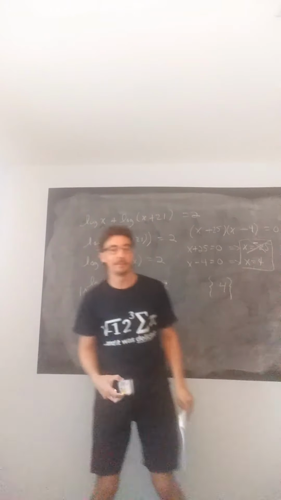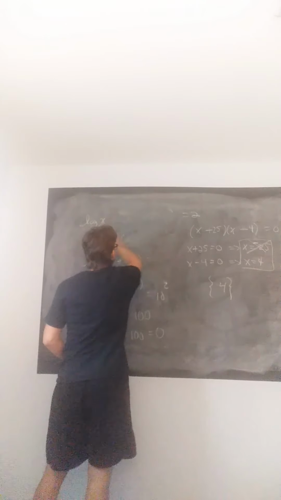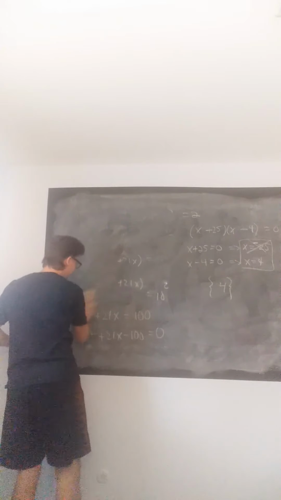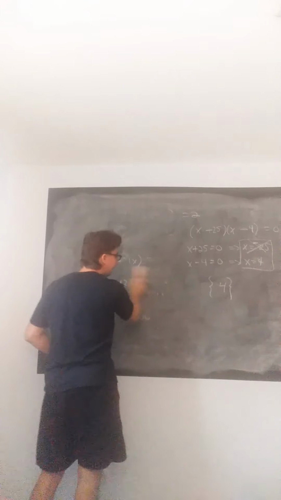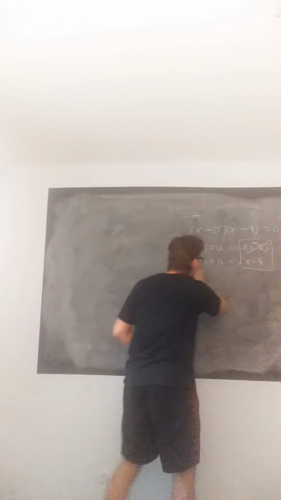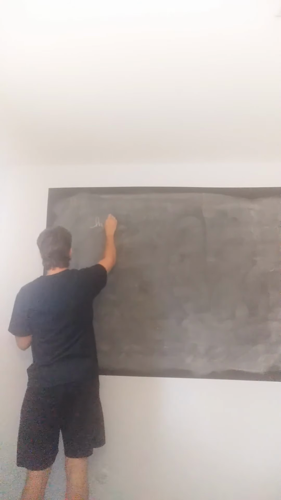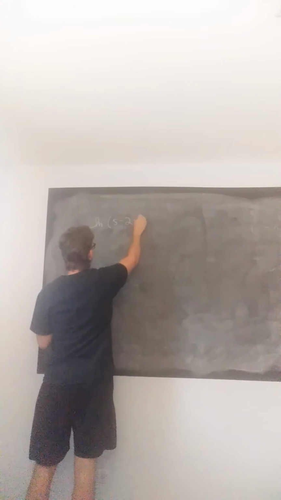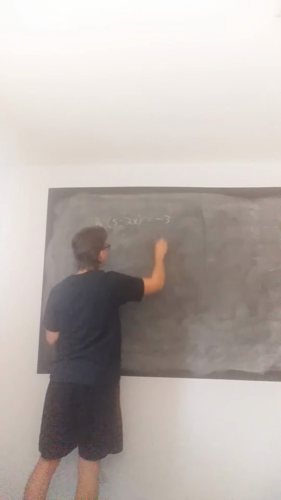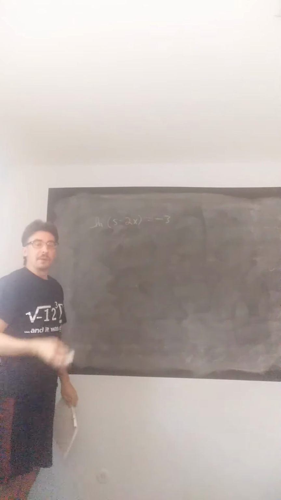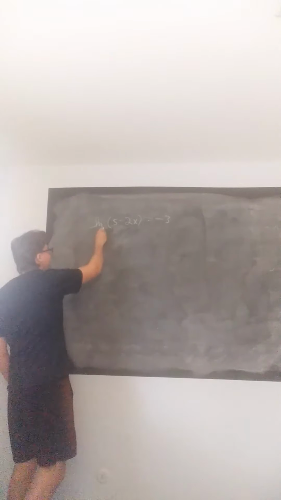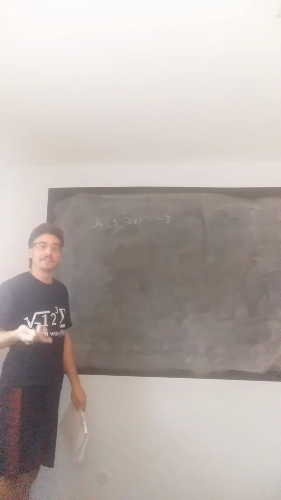Okay, I hope you're able to manage that. Now let's talk about when we have an ln involved, because ln has a special relationship with e, and that's how we untangle an ln equation. So here's an example. We have ln of 5 minus 2x equals negative 3. Do you remember what base ln is? If you said e, then you're correct.